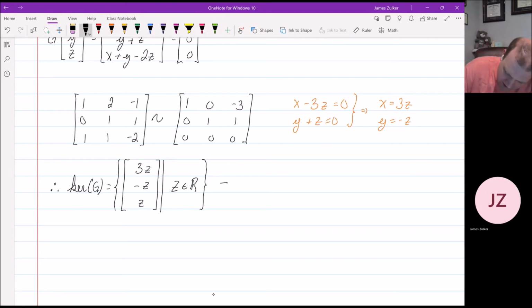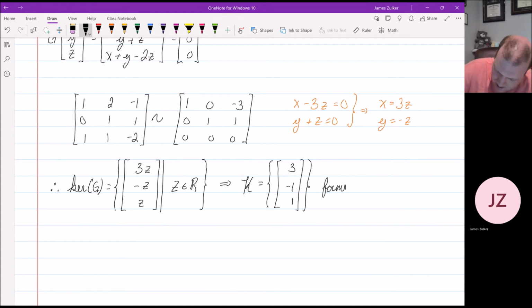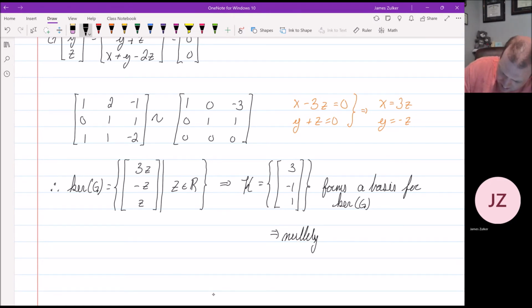Then what we see is that the set containing the single vector (3, negative 1, 1) forms a basis for the kernel. This, of course, then means that the nullity of the transformation is 1.